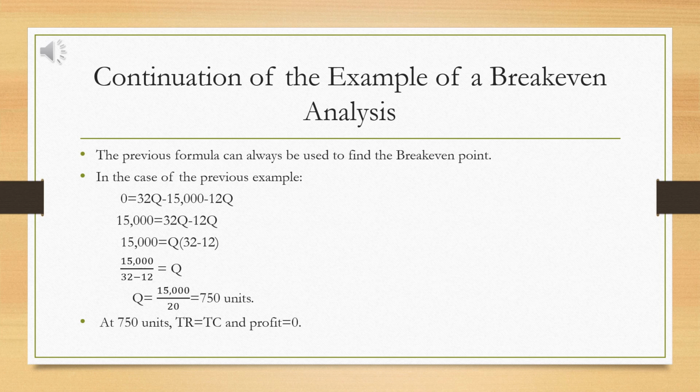15,000 equals 32Q minus 12Q. Therefore, Q equals 750 units, which means that at 750 units, total revenue equals total cost and profit equals 0.